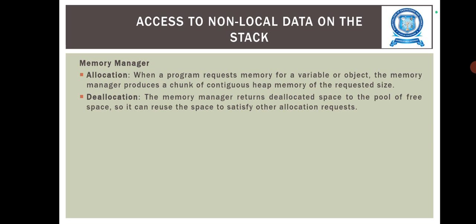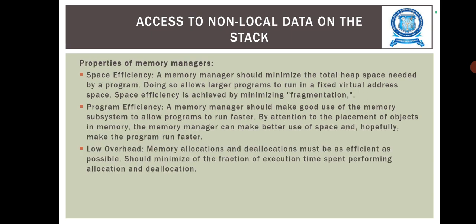First one is allocation. When a program requests memory for a variable or object, the memory manager produces a chunk of contiguous heap memory of the requested size. The next one is deallocation. The memory manager returns deallocated space to the pool of free space, so it can reuse the space to satisfy other allocation requests. Next, we are going to see the properties of the memory manager.